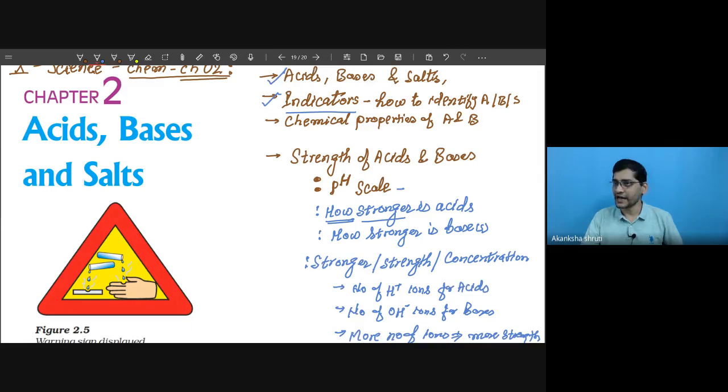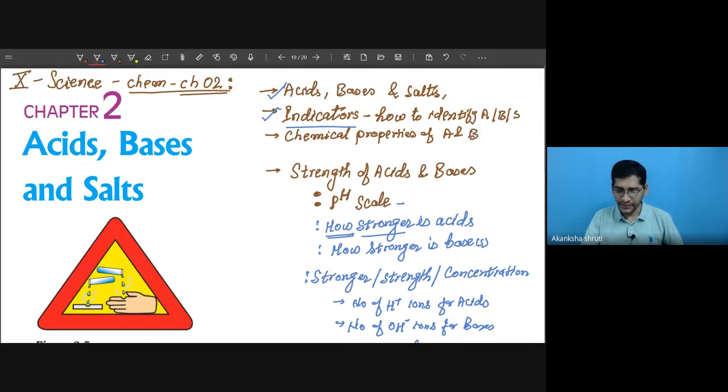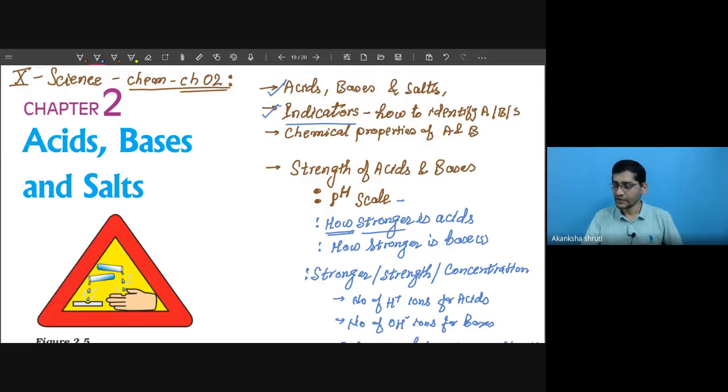So strength, stronger and concentrated are nearly related to each other, and this gives the number of replaceable H plus ions for acid and OH minus ions for base. Now this H plus ion and OH minus ion are available for the chemical reaction. Whatever chemical properties we have learned, it is because of the H plus ion and OH minus ion. So what are the various chemical reactions? Those things we have also finished. So today we will focus on the strength of acid and base.